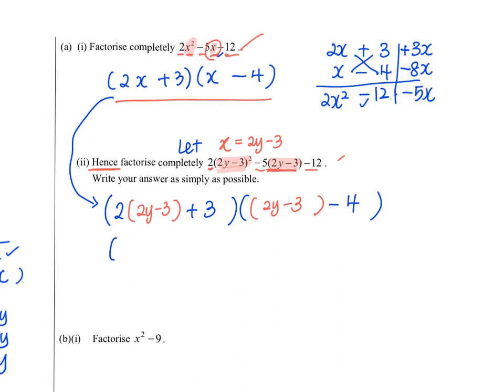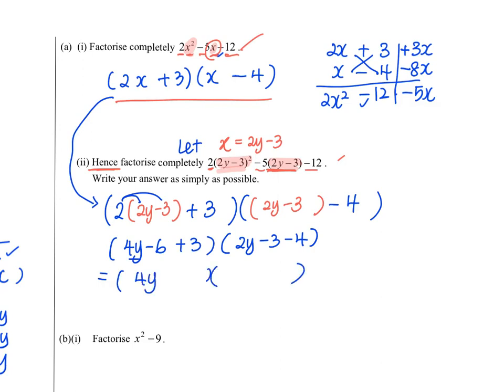So let us expand the factors inside. We have 4y minus 6 plus 3. This one is just 2y minus 3 minus 4. Simplifying our answers, 4y minus 6 plus 3 will give me negative 3. And 2y minus 3 minus 4 will give me negative 7. So this will be the final answer. Have you gotten the concept?